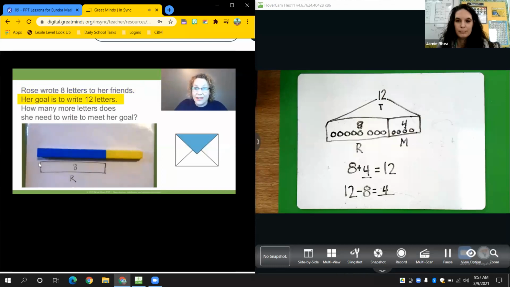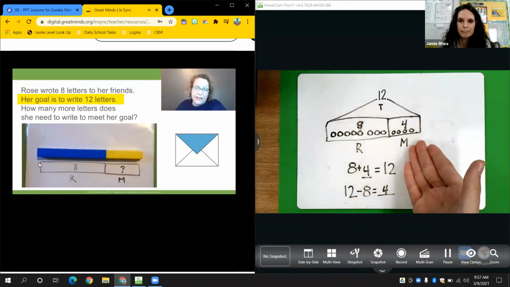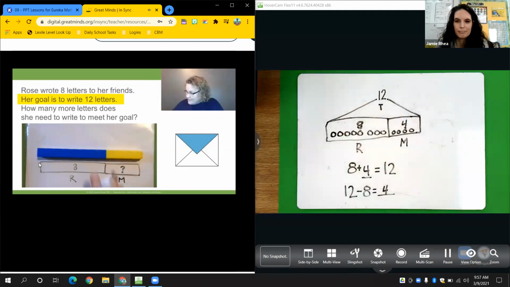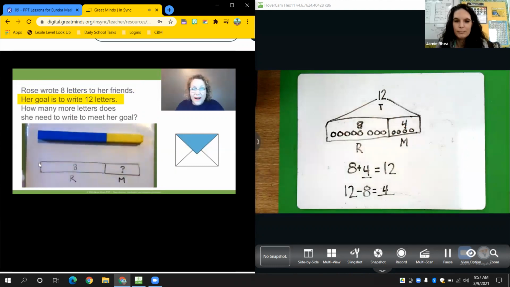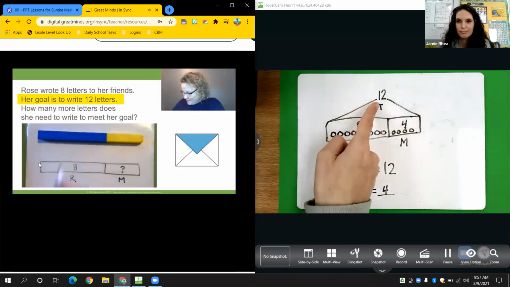Her goal is to write 12 letters. So that means that there are still some letters that Rose wants to write. I'm going to extend my tape diagram. We'll label it with a question mark. I'm also going to label it with an M for more. This is how many more letters she wants to write. These 2 parts together make the total 12.